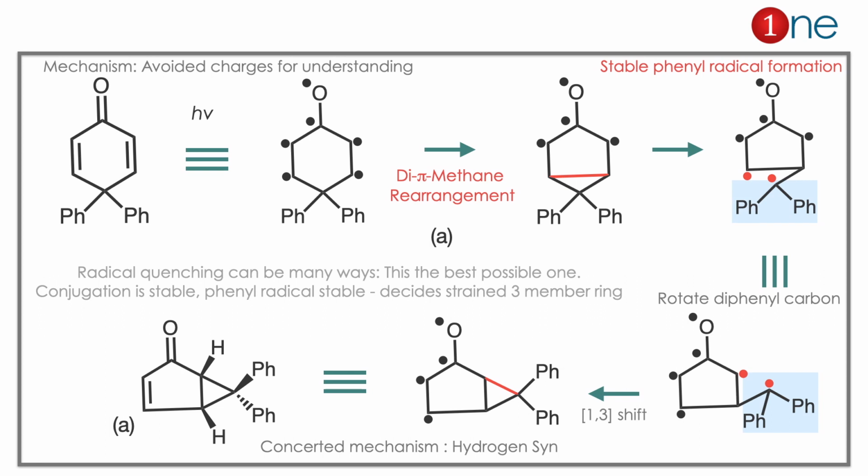Here you have to know the radical can be conjugated in many ways. This is the best possible one. You have to derive from two things. One is that conjugation is stable, phenyl radical is stable. So the product always goes around this fact, even though a 3-member ring is formed, due to the radical conjugation. The radical is very strong, it has to be conjugated by any means. Here you have to learn two important things. One is the di-pi-methane rearrangement. If you have a phenyl system along with a conjugated carbonyl, you might think of the di-pi-methane rearrangement. Second, the rearrangement is a concerted one, so the product is always the syn one, so the hydrogens are always syn to each other here.